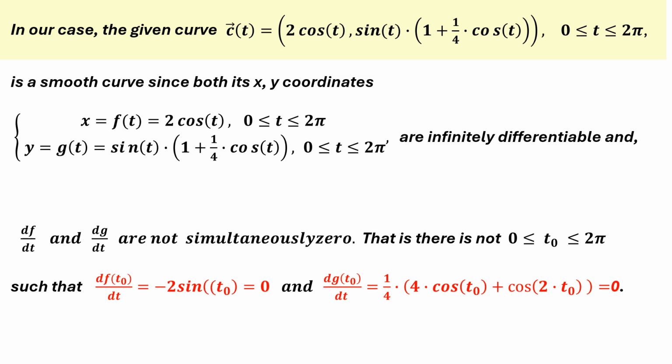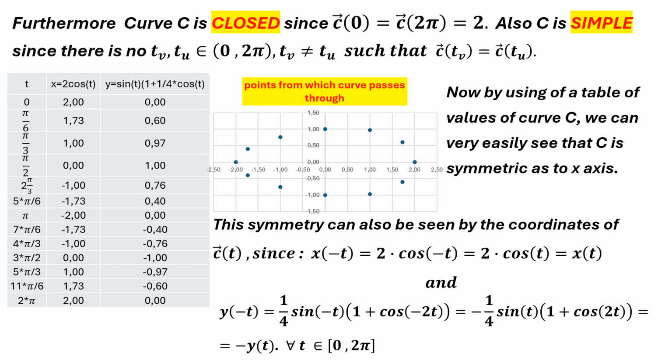In our case the given curve C is a smooth curve since both its x and y coordinates are infinitely differentiable and the derivatives of f and g are not simultaneously 0. Furthermore, curve C is closed since C of 0 equals C of 2 pi. Also C is simple, since there are not two different values t_v and t_u in the open interval from 0 to 2 pi such that C of t_v equals C of t_u. Now by using a table of values of curve C, we can very easily see that curve C is symmetric with respect to the x-axis. This symmetry can also be seen by the coordinates of C, since x of minus t equals x of t, and y of minus t equals minus y of t, for any t in the closed interval [0, 2 pi].